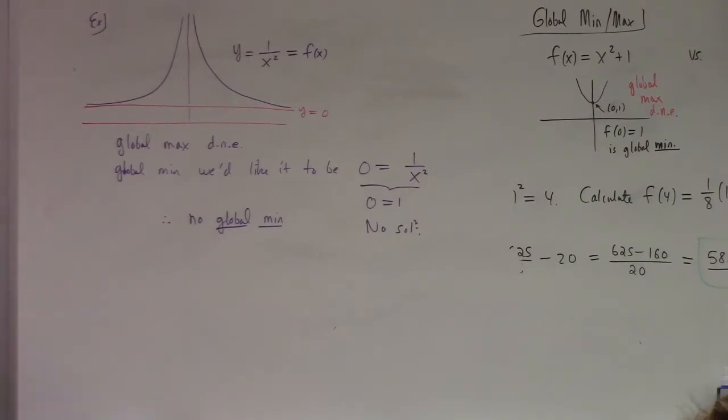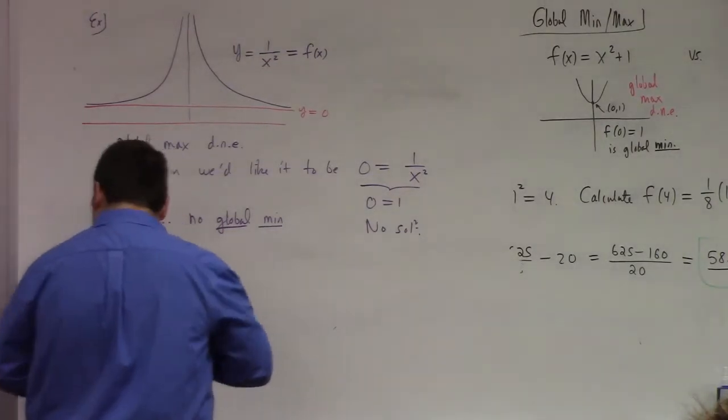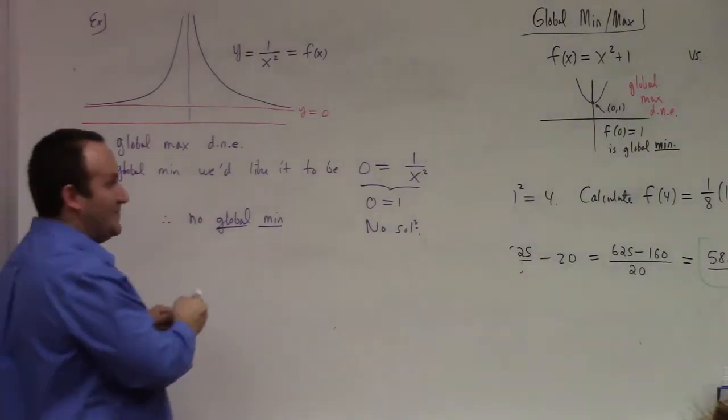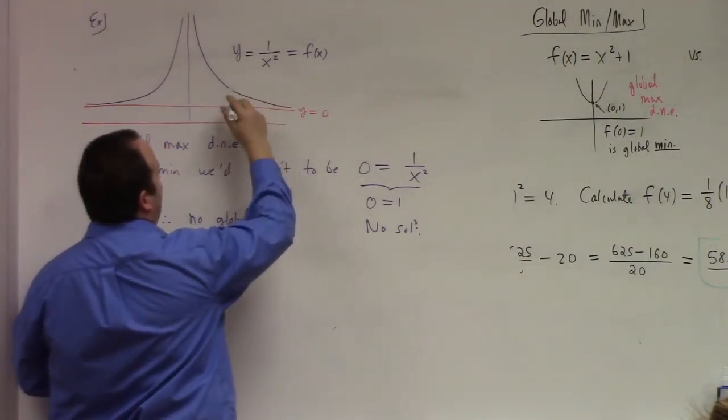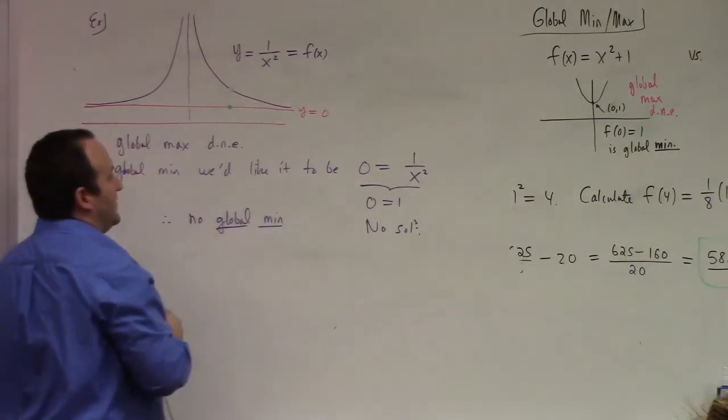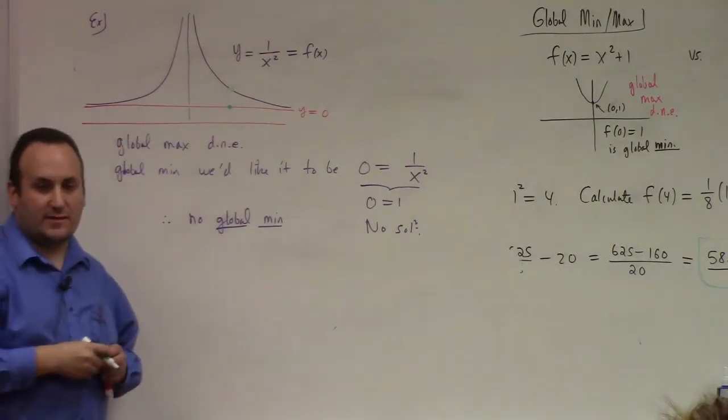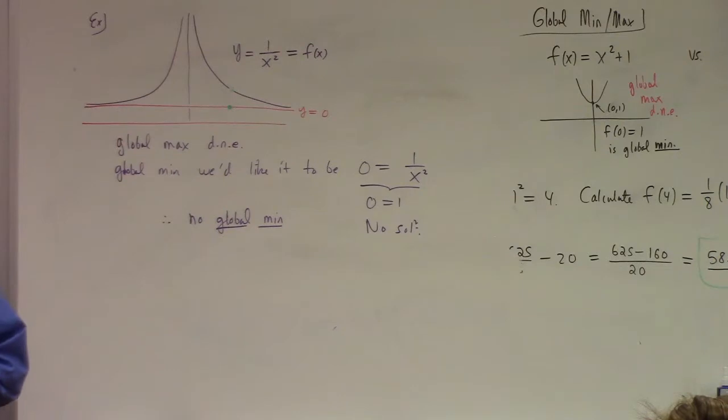Now, I could do something stupid, or you can say it's whatever you want. I can put a hole in the graph right here and define the function to be 0 right there. Then the global minimum would be 0, because the function actually reaches it at that one point. That's why I said it's kind of a mean example.